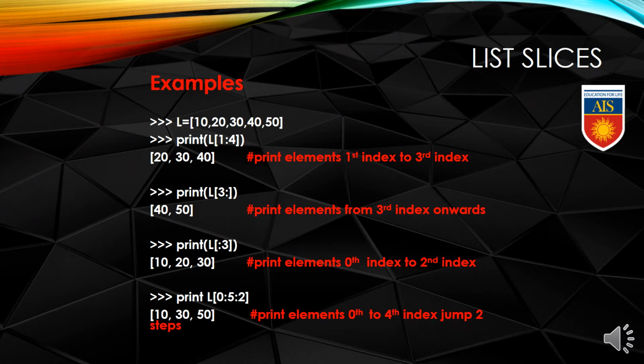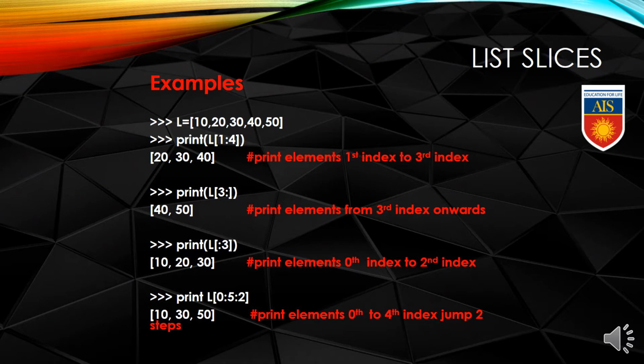Next option is print L and within brackets only 3 and then colon. That means it will try to print the elements from the third index onwards. From the third index, whatever values are there, it will print up to that. Next option is print L, then within square brackets blank space, colon, then 3. It will print from the 0 index to the second index, just the opposite of the previous example.